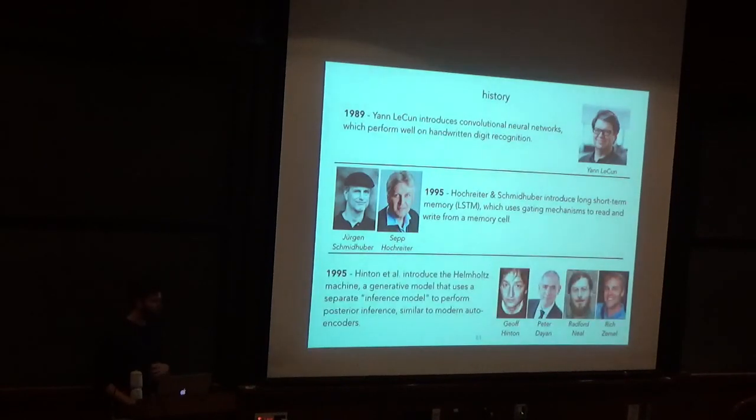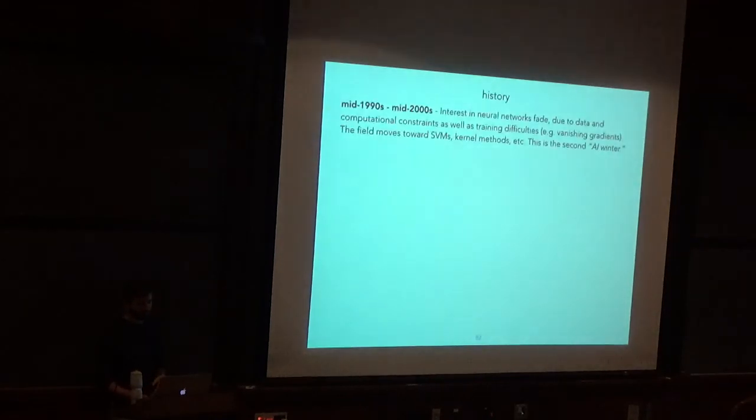And then people started developing more complex generative models, like the Helmholtz machine, which has some connections to neuroscience as well. And then after that, there was a lull in interest in deep networks. People started getting more into SVMs and kernel methods, largely because it was just really difficult to train these models. There wasn't a whole lot of data. The computers were not that fast back then, so people started to look at other methods.